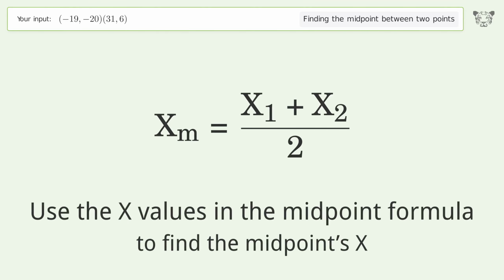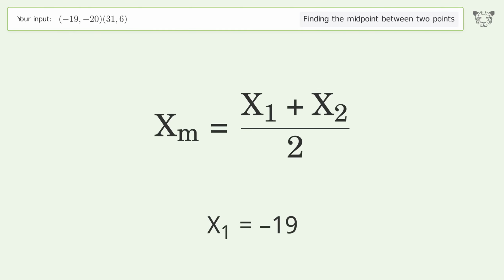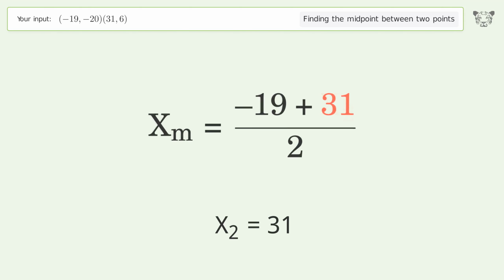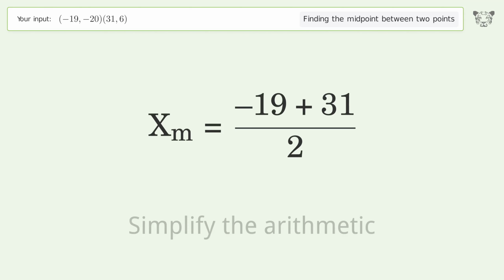Use the x values in the midpoint formula to find the midpoint's x. x1 equals -19. x2 equals 31. Simplify the arithmetic.